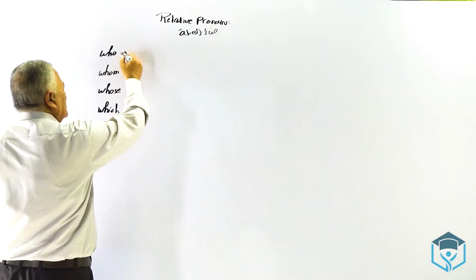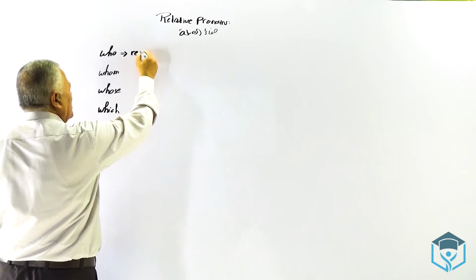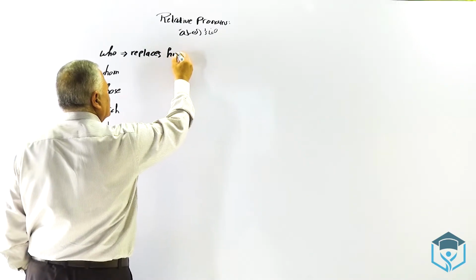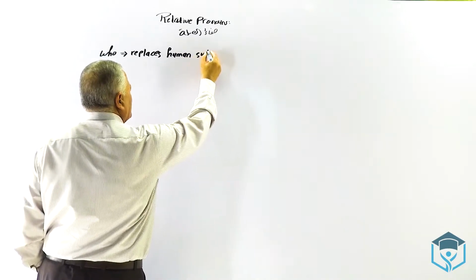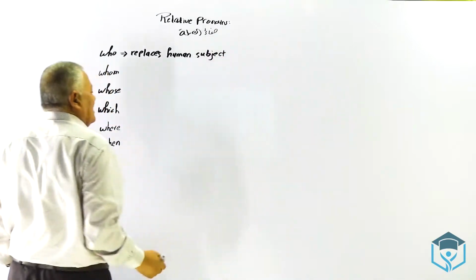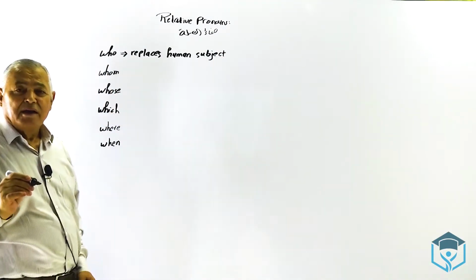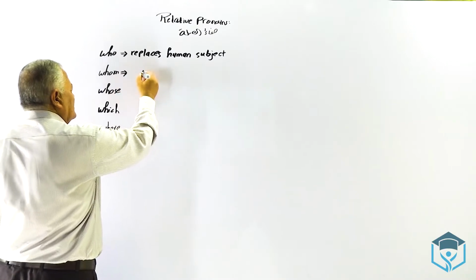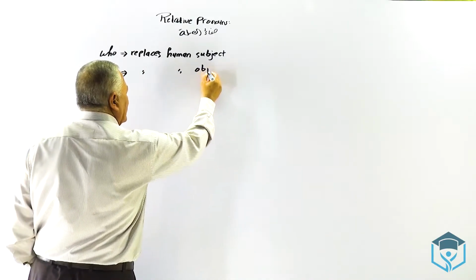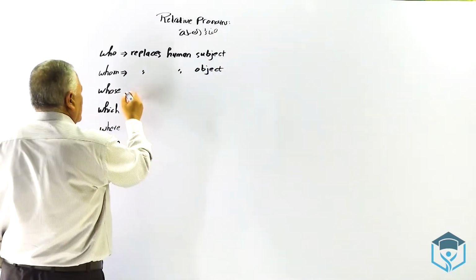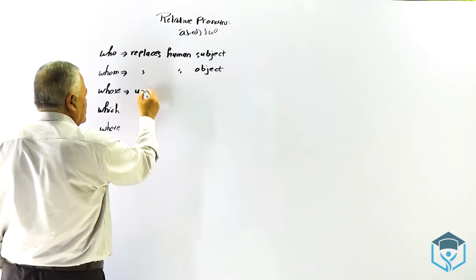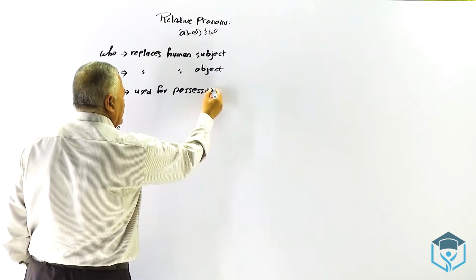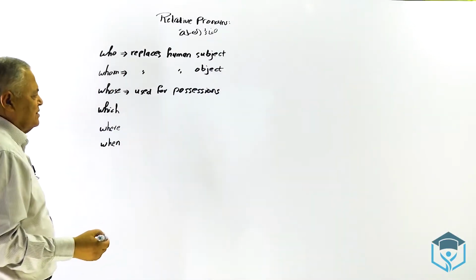What does who do? The word who replaces a human subject. By replace I mean تحل محل. Who replaces a human subject. Whom replaces a human object. Who and whom for subject and for object. Whose is used for possessions, الملكيات.